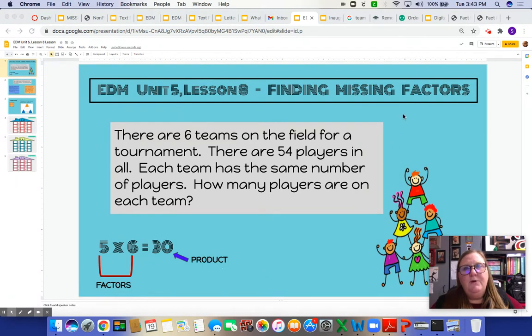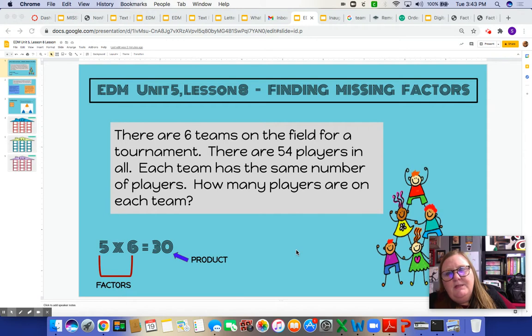That's going to be important because if we're trying to find the missing factors, that means that one of these numbers, either the 5 or the 6 that we're multiplying, is missing, and we're trying to figure it out. So let's read this problem. There are 6 teams on the field for a tournament. There are 54 players in all. Each team has the same number of players. How many players are on each team?